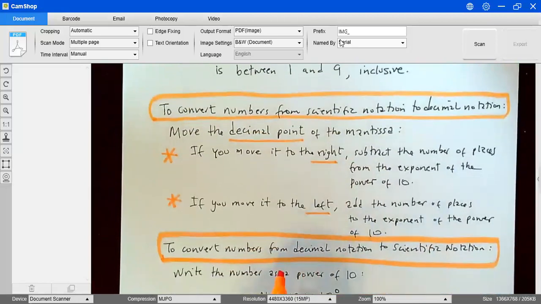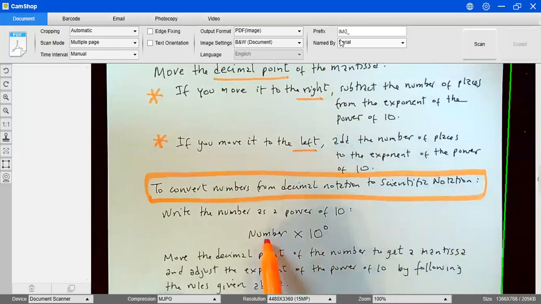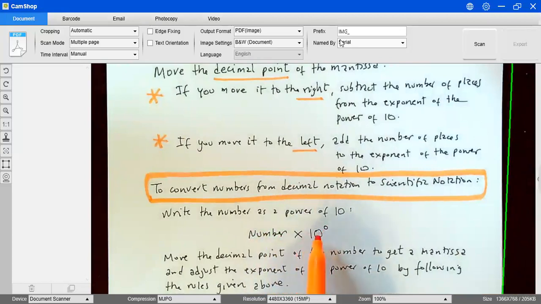When you convert numbers from decimal notation to scientific notation, you're going to start writing the number as a power of 10. Any number in decimal notation can be written as the number times 10 to the 0, because 10 to the 0 is 1. We know that any number raised to the power 0 is 1. So any number multiplied by 1 is just the same number.